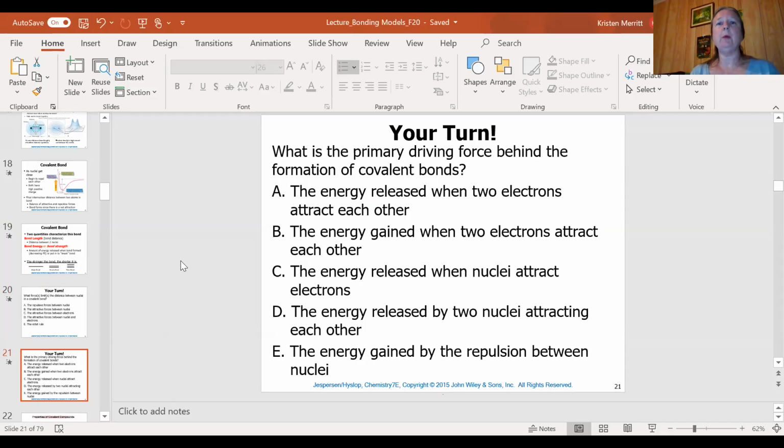And in this question, the primary driving force for the formation of covalent bonds, remember, the primary driving force for anything in chemistry is a lower energy level. So it's going to be energy released. So we're going to look for those answers. So it's not energy gained, because that's the product. So the energy released. Two nuclei are not going to attract each other. Two electrons are not going to attract each other. So it's when the nuclei are attracting the electrons. You have the positive here and the negative here. You get that attraction, the energy is released, and they get to a perfect balance.